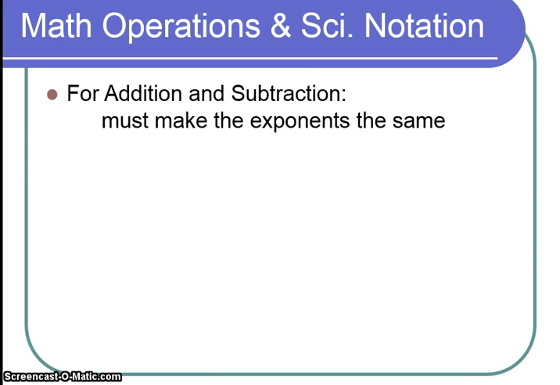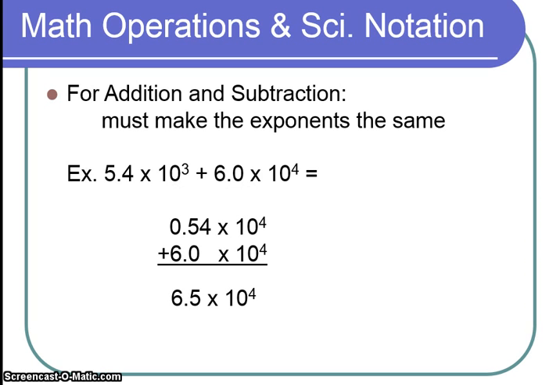For addition and subtraction, you must make the exponents the same. Addition and subtraction are the hardest operations to do with scientific notation. In this case, we have 5.4 times 10 to the 3rd plus 6 times 10 to the 4th. It doesn't matter which one you change. You can move the decimal on the 5.4 and make that 10 to the 4th. You can move the decimal on the 6 and make that 10 to the 3rd. It doesn't matter. In this case, they moved the decimal on the 5.4.